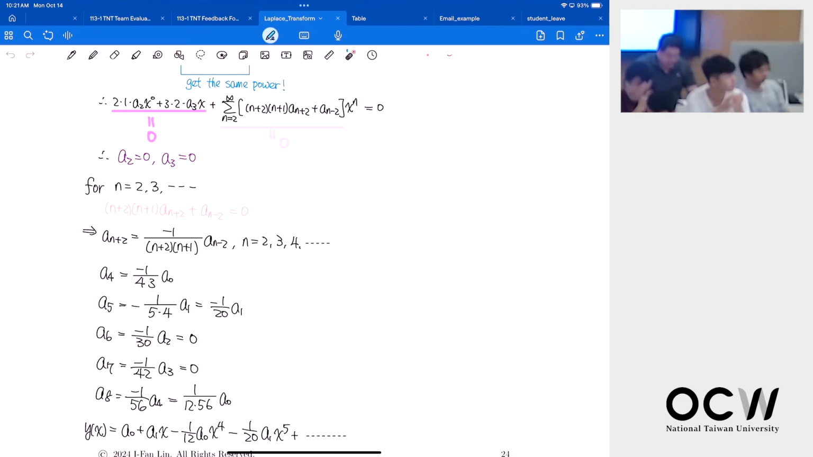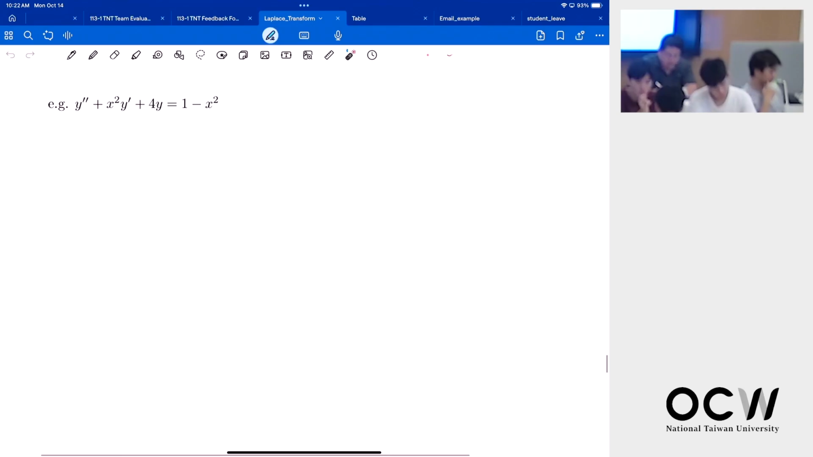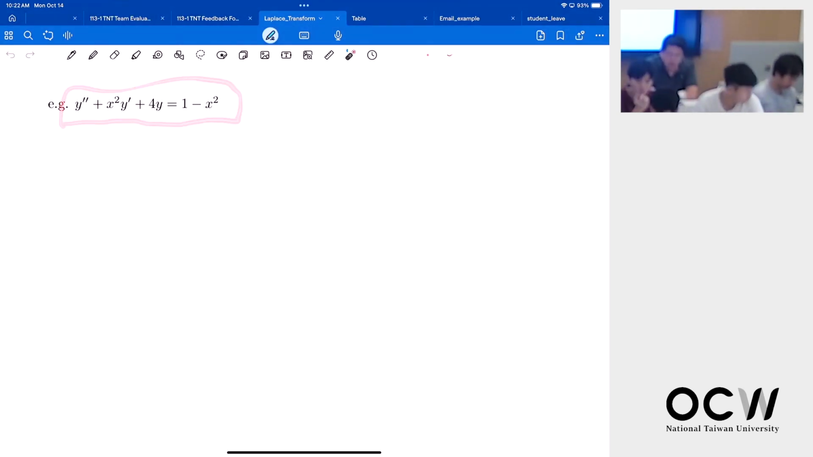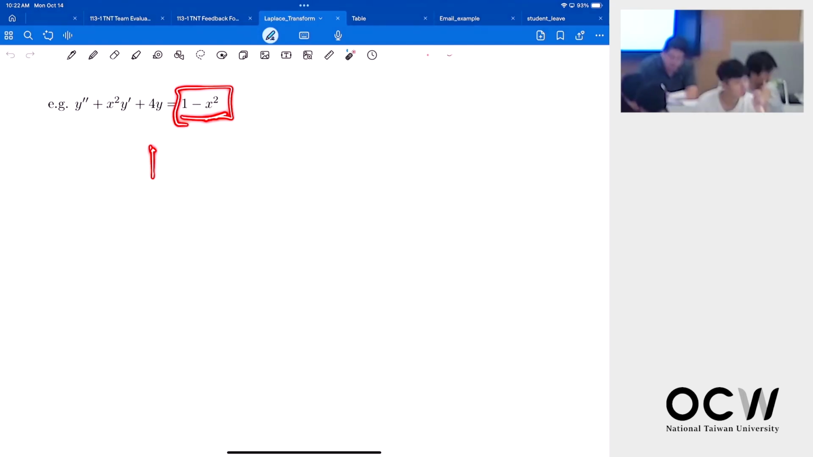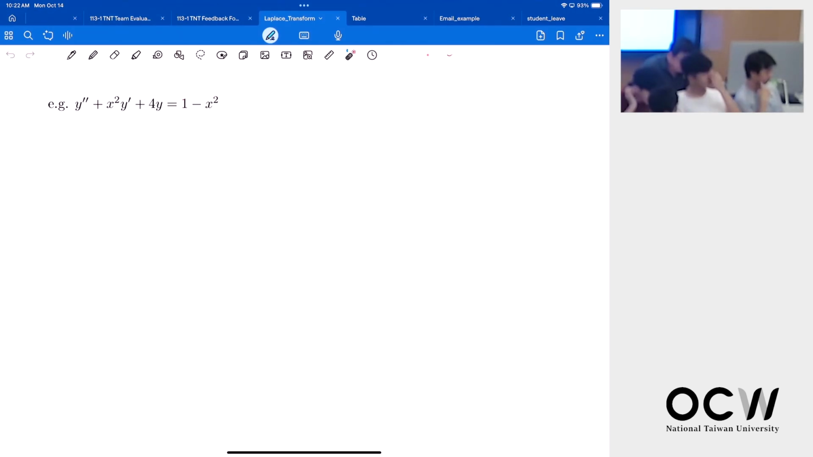So now let's do one more example. I have a differential equation. In this case, in the past, we probably need to find the homogeneous solution and then the particular solution. With the particular solution, we can guess this is polynomial. So my particular solution should also be polynomial. But now let's use the power series to express this solution.